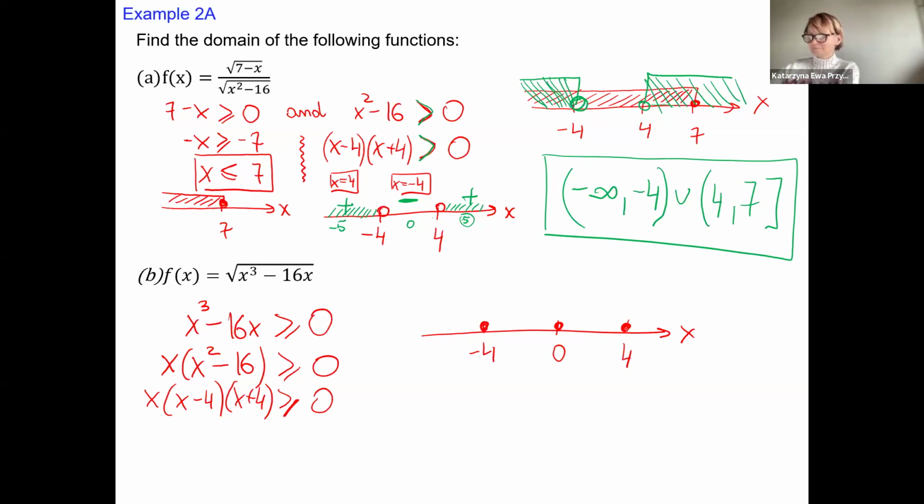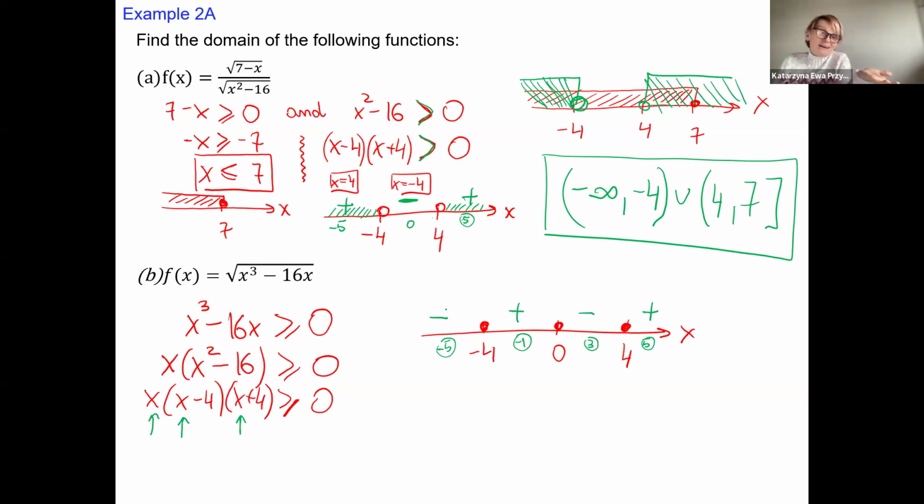Okay, and let's test. When I substitute, instead of the variable x, the test value 5, positive. When I substitute the test value 3, negative. When I substitute the test value maybe -1, positive. And when I substitute -5, negative. That's my calculation, really quick. You can check, and I believe it is true.